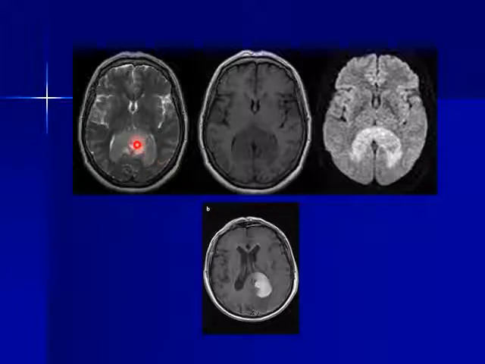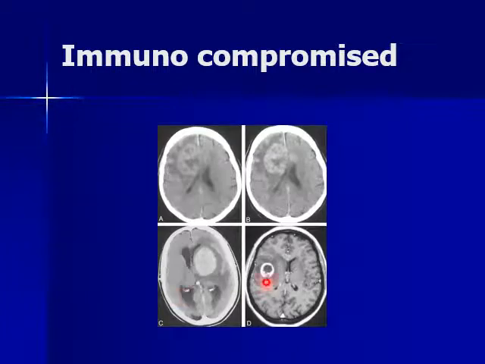Lesion involving the splenium of corpus callosum, showing restricted diffusion and enhancement. Lymphoma should enhance. Okay, this is very important. This is not infarction. This is lymphomatous infiltration. Again, this is the ring pattern of enhancement in immunocompromised, with a core of necrosis. But usually the solid pattern is seen in immunocompetent patients.